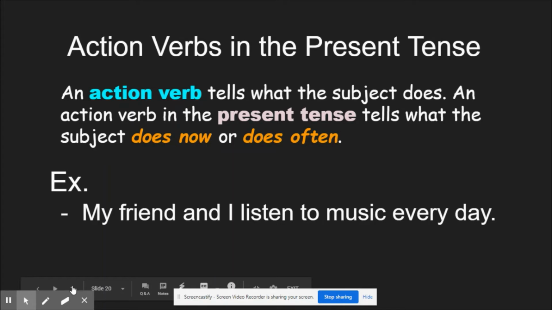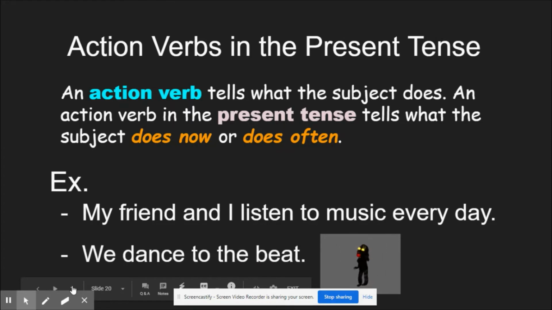And what do we do every day? We listen. We listen to music every day, right? So our verb for sentence number one is listen, because that is what we do. Remember, action verb. Let's look at sentence number two. We dance to the beat. So what do we do? We dance. That's right. And that is the verb for the second sentence. Very nice. Let's continue.